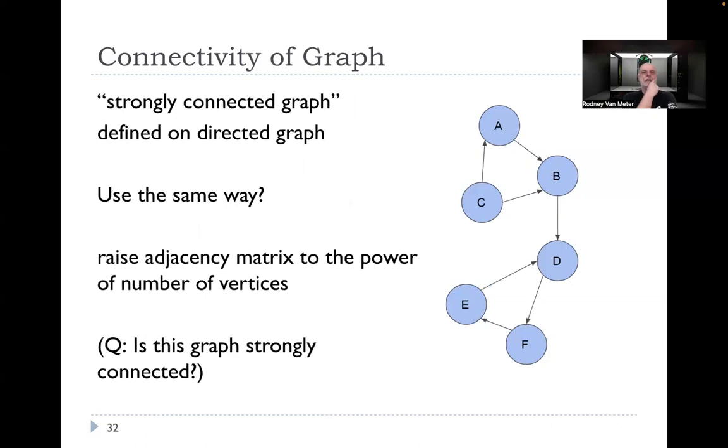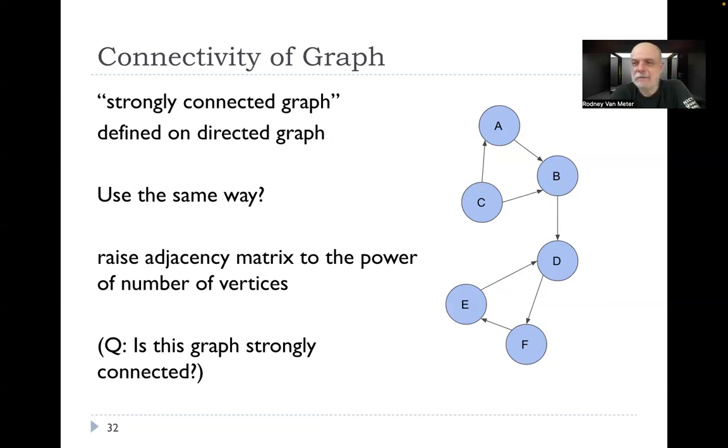Now, this is interesting when you switch from talking about undirected graphs to actually directed graphs, because as we've seen, the adjacency matrix for a directed graph isn't necessarily symmetric, and it shows a little bit more structure to it. In this particular case, it might be a little bit harder to see whether or not the nodes are actually connected.